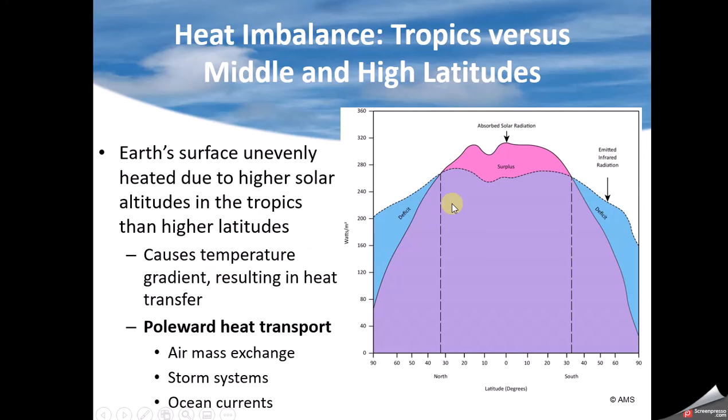Here's the sun's radiation coming in. You can see between about 30 degrees north and 30 degrees south, there's actually a surplus of solar radiation throughout the year. But north of that, there's a deficit. So this surplus, this extra energy, has somehow got to get transported poleward.